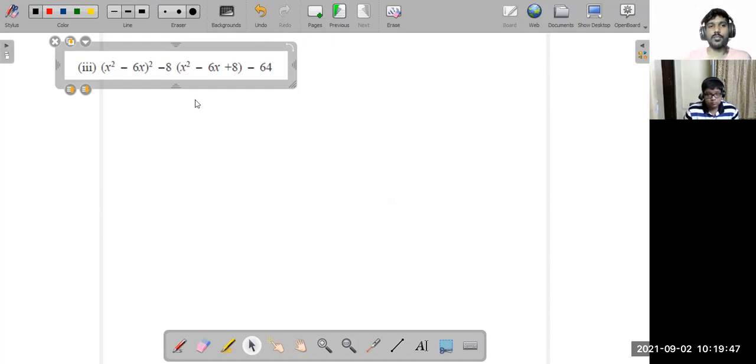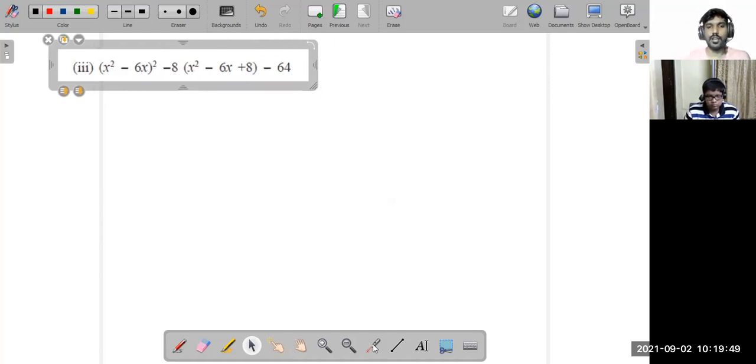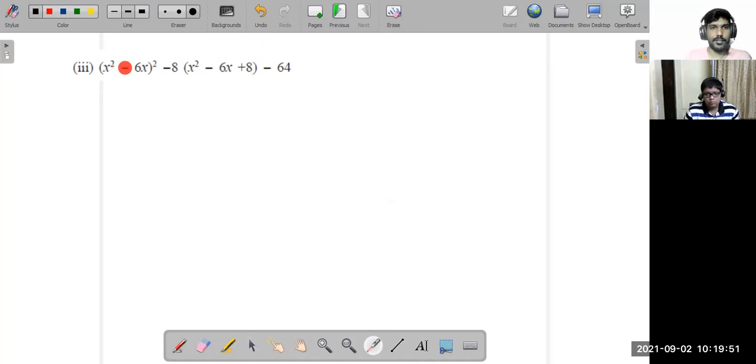Okay, so in this sum, if you see, this bracket here and this bracket here are almost the same, but not exactly the same. There is an extra term here, plus 8. If this extra term, this plus 8, would not be here, then both the brackets would be the same, and there would be no need to do any rearranging for us. But here there is this extra term, so we first have to take care of this extra term and then solve it. Got it?